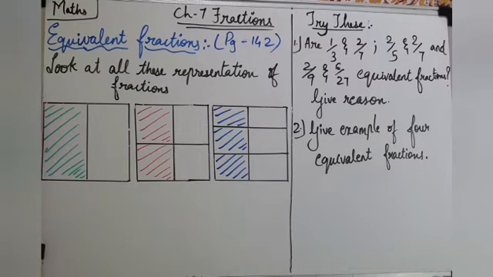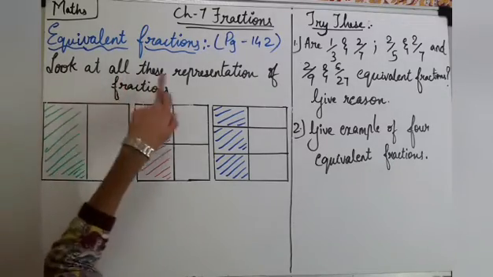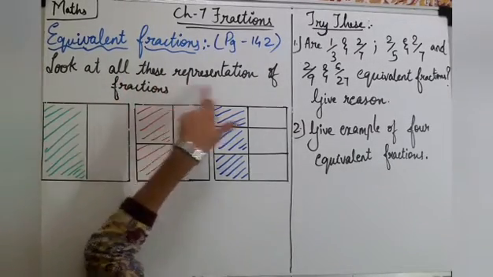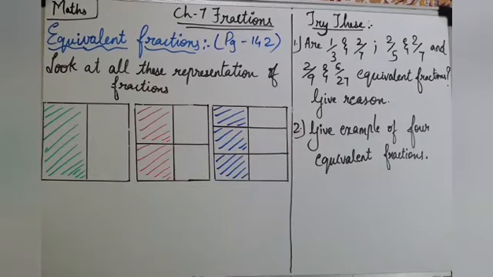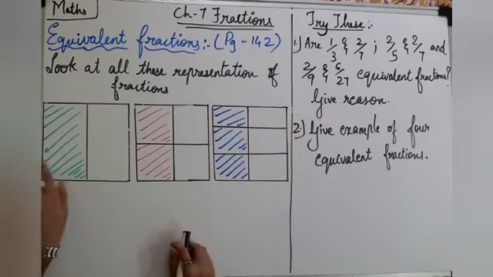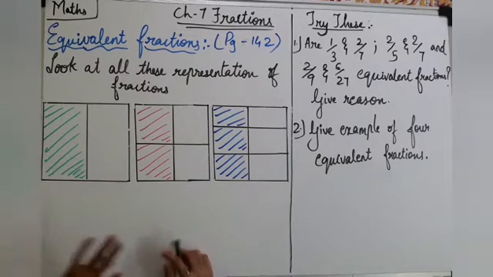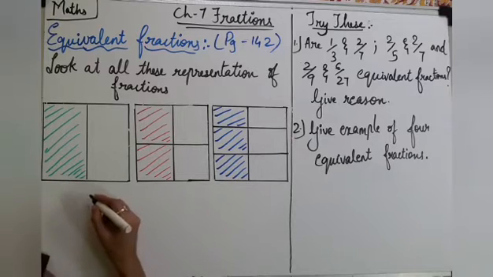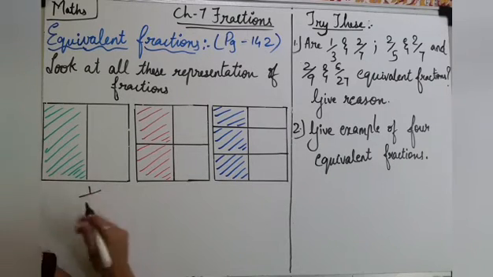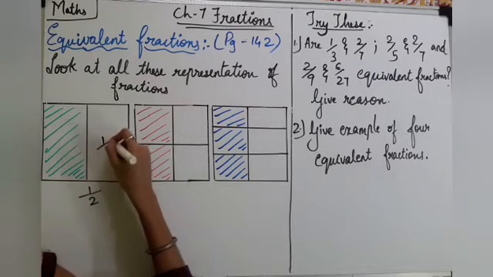Now look at what is written here. Read with me. Look at all these representations of fractions. See, here one box, one square is there. I have divided it into two parts and one is shaded. So how will I write? One is shaded and divided into two parts, so I will write the fraction 1 upon 2.